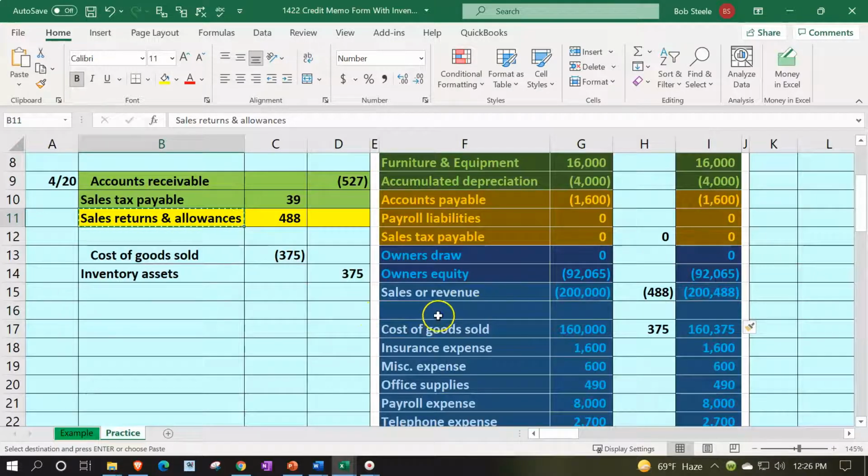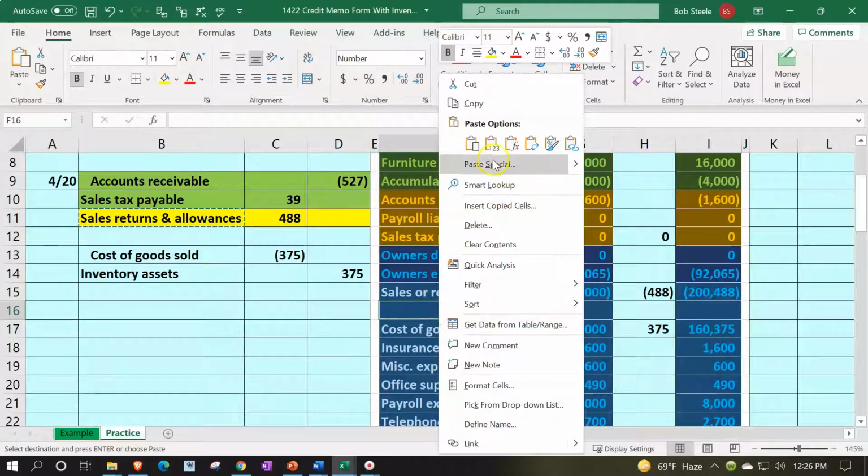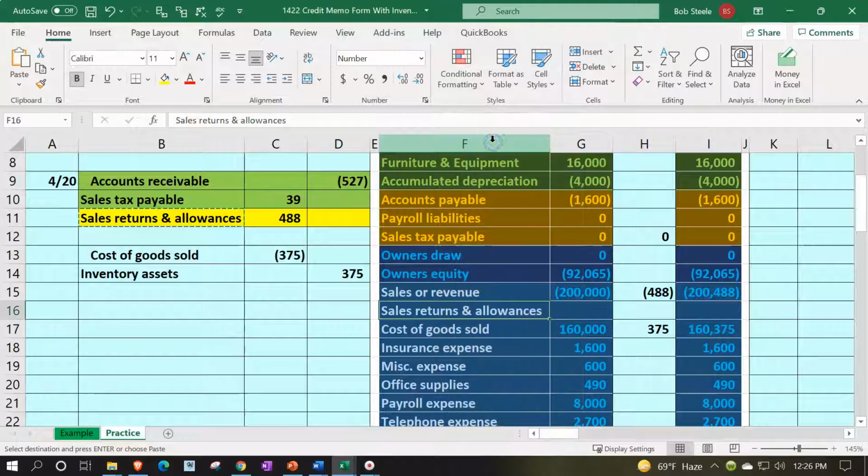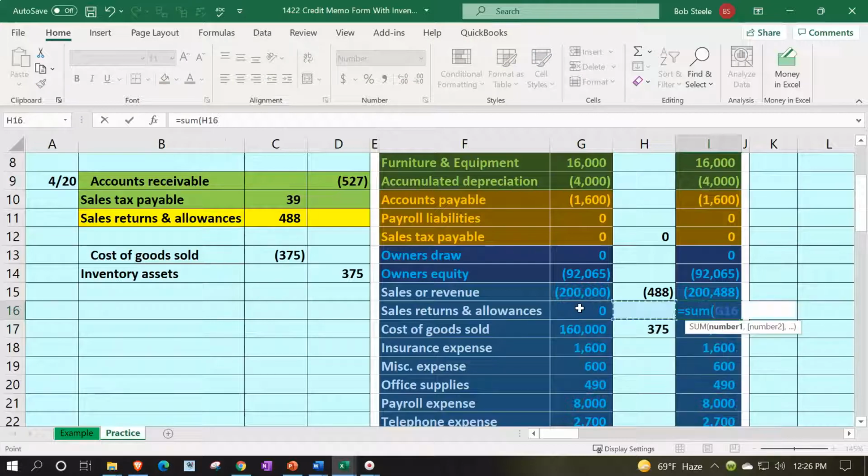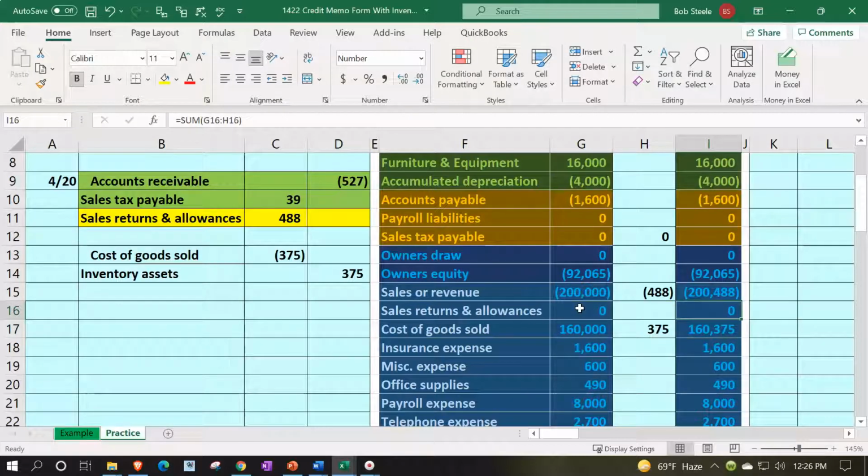I'm going to copy this, paste just the name, start it out at 0, and then sum it up, equals the SUM. And there we have it. The sales returns and allowances is in essence a contra sales account. So it's going to be kind of like a net sales. We'll get to another net sales.